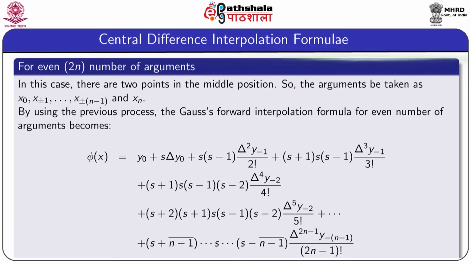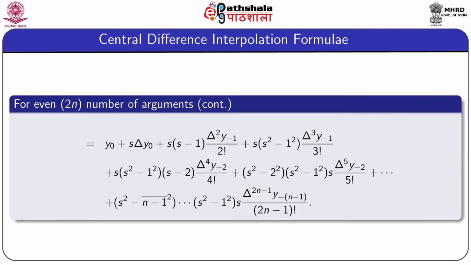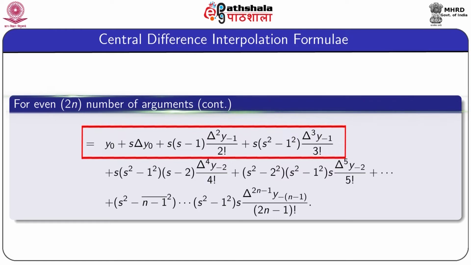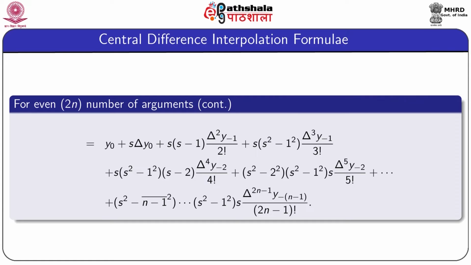So, after simple simplification or modification, this formula becomes this one: y 0 plus s delta y 0 plus s into (s minus 1) into delta 2 y minus 1 by factorial 2 plus s into (s square minus 1 square) into delta 3 y minus 1 by factorial 3, and so on. So, this is the final form of the Gauss forward difference interpolation formula for even number of arguments.